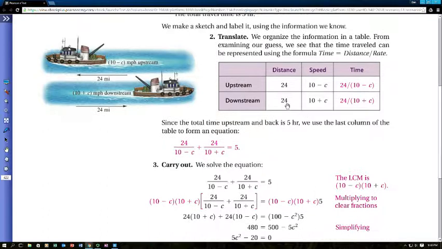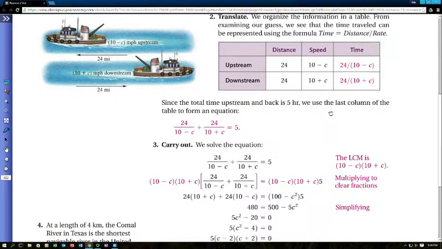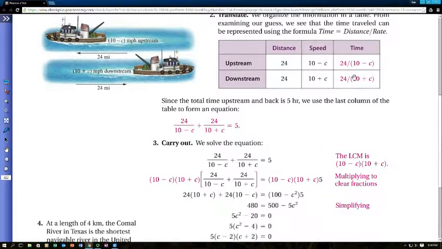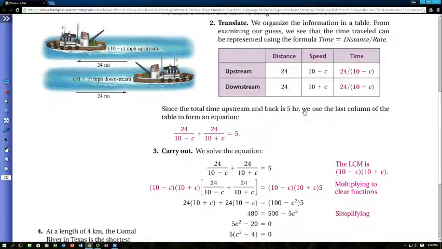And when it's going downstream, we have a different speed or rate of 10 plus C, so you take 24 divided by 10 plus C. Well, these two things are equal to time. Now, what did they tell us, though? We got to go back. It isn't really that they're equal to each other, because they won't be equal to each other.